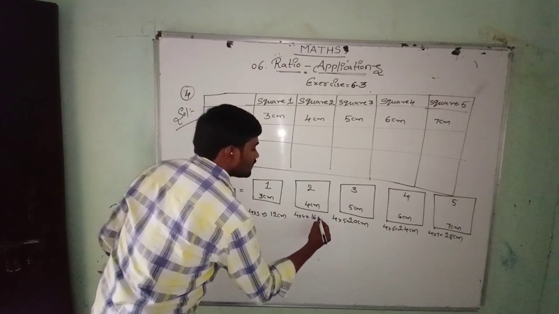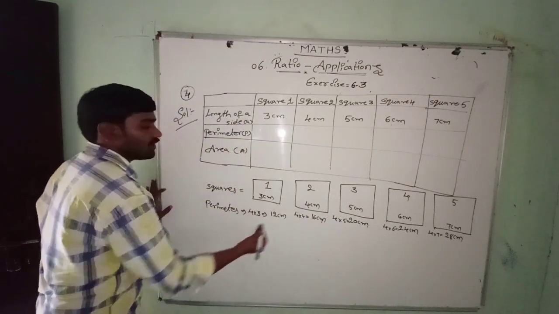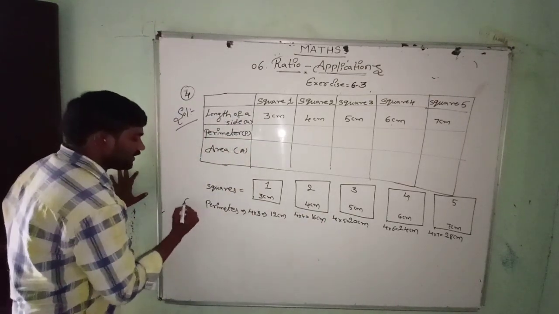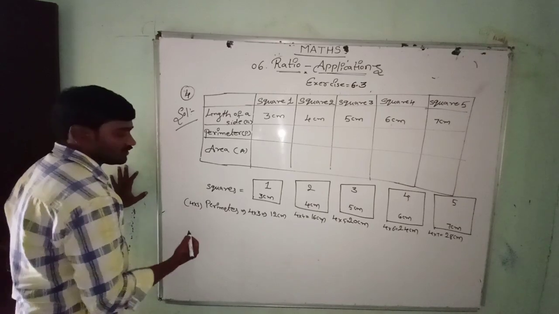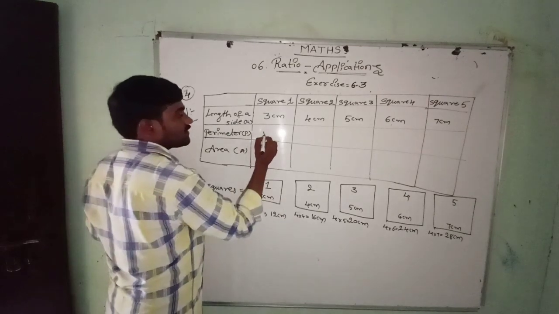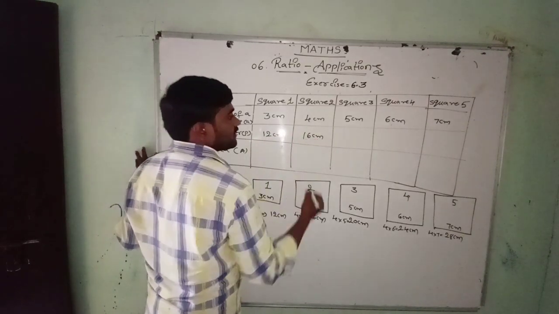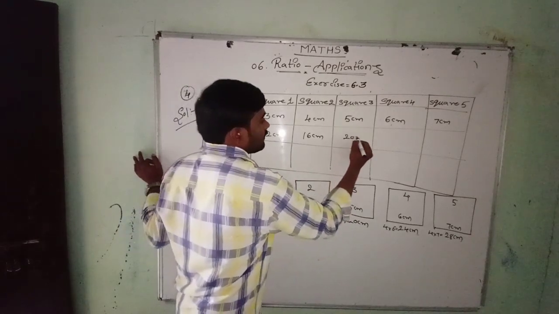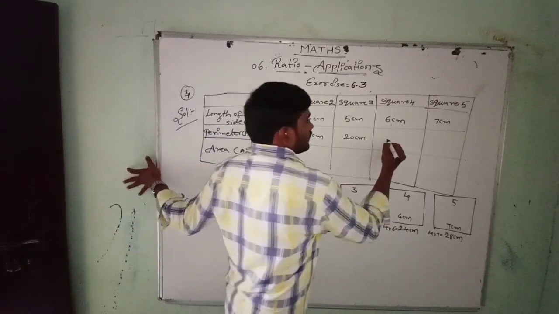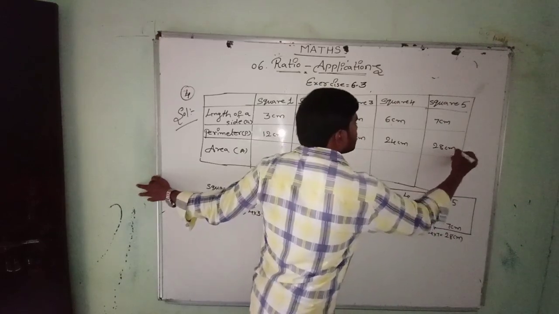4 into 4 is 16 centimeter. Here 4 into 3 is 12 centimeter, because the perimeter is nothing but 4 into side. Then what perimeters will we write here? What are the perimeters you got? 12 centimeter, 16 centimeter, here 20 centimeter, then here 24 centimeter, and here 28 centimeter.